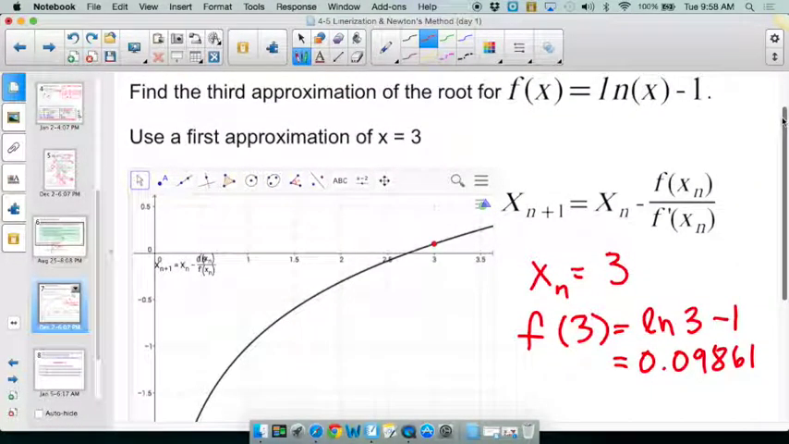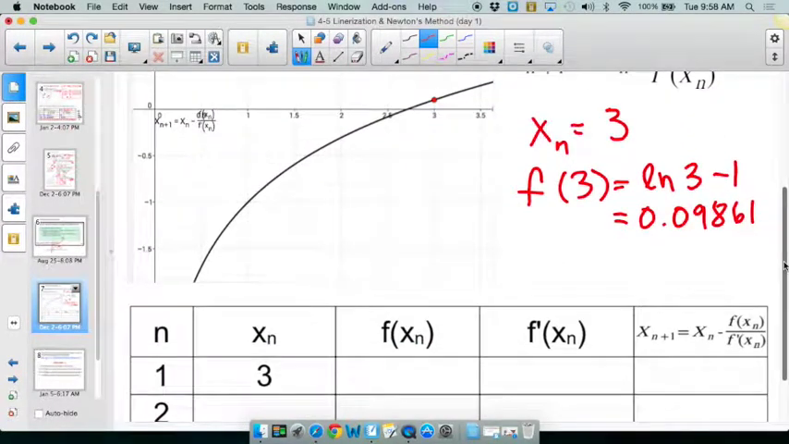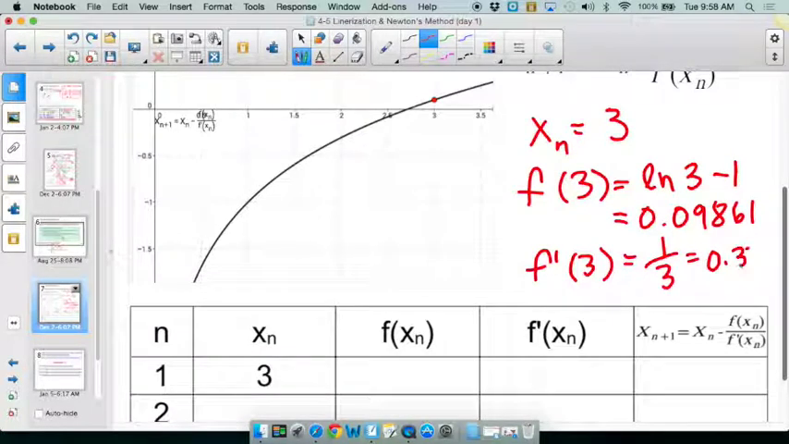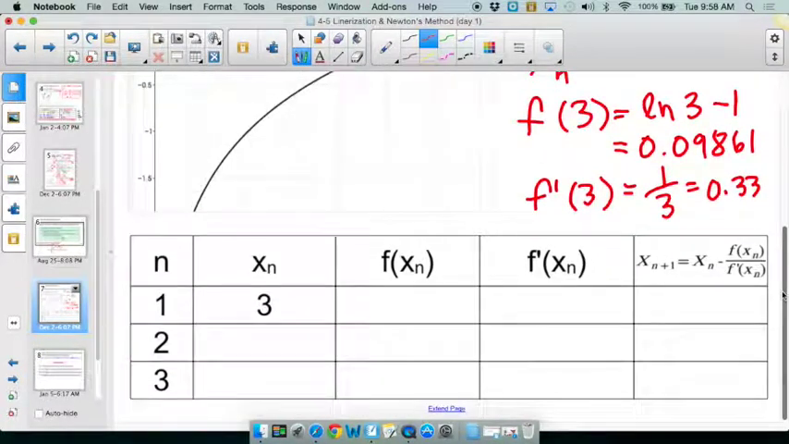Okay, now we need the derivative. So if that's my function, what's my derivative? 1 over x, exactly. And then the derivative of -1 is 0. So what is my derivative at 3? 1/3, or 0.33. So we're going to put that all together. We've got a guess of 3. We've got a function value of 0.09861. We've got a derivative value of 0.3333.